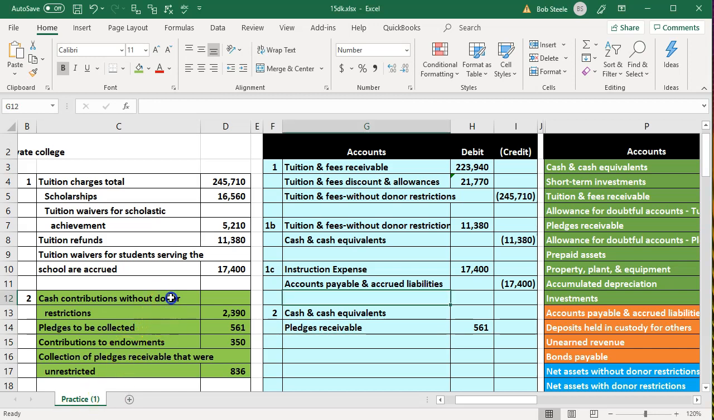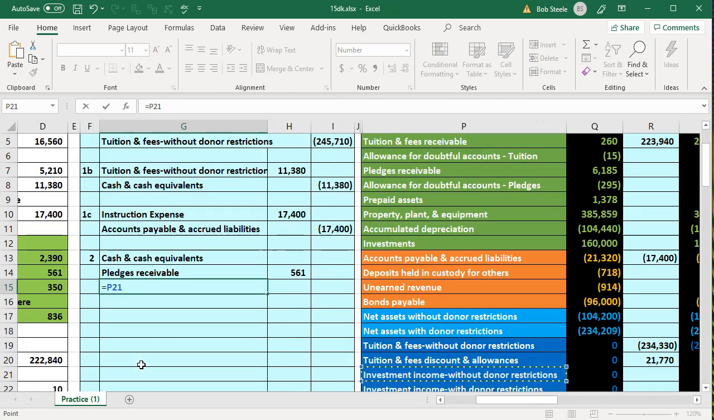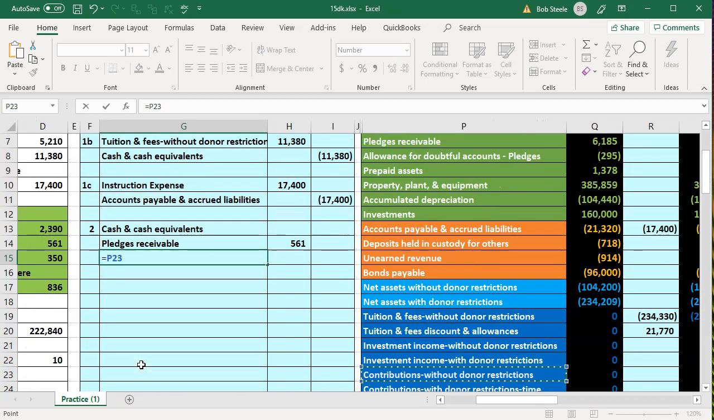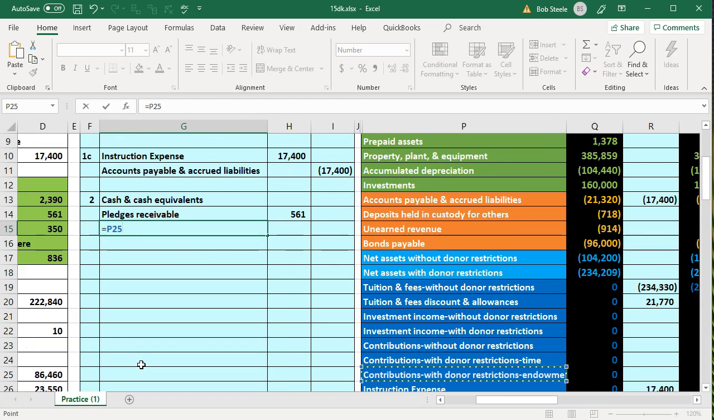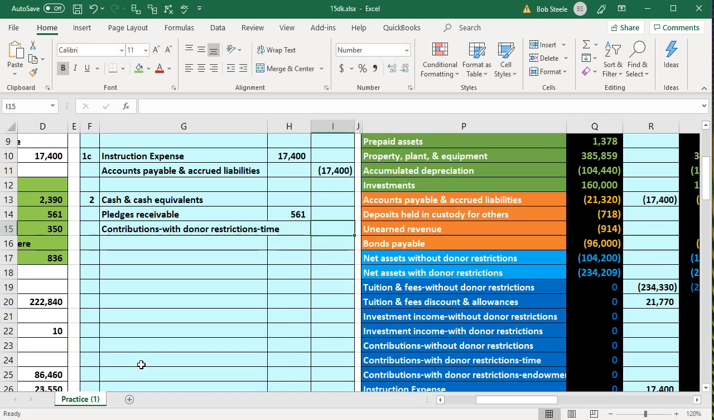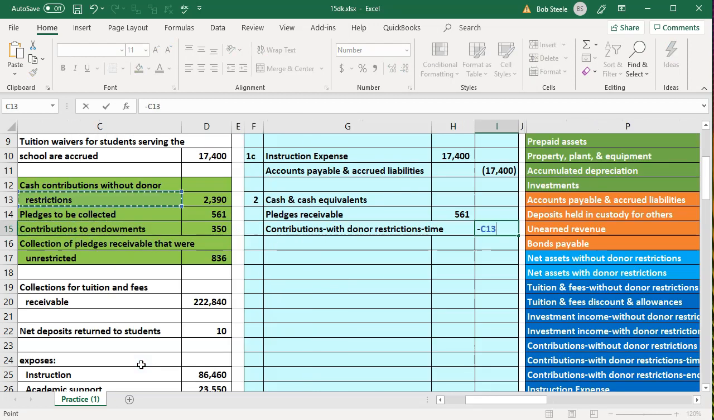Next, we have contributions without donor restrictions. So we're going to put in the credit related to this 2,390. So we have cash contributions without donor restrictions. That's going to be a debit to cash. And the other side is going to be to our income type statement account, the contributions without donor restrictions. That's going to be a credit. So I'm in cell I-15. I'm going to say negative of that 2,390.